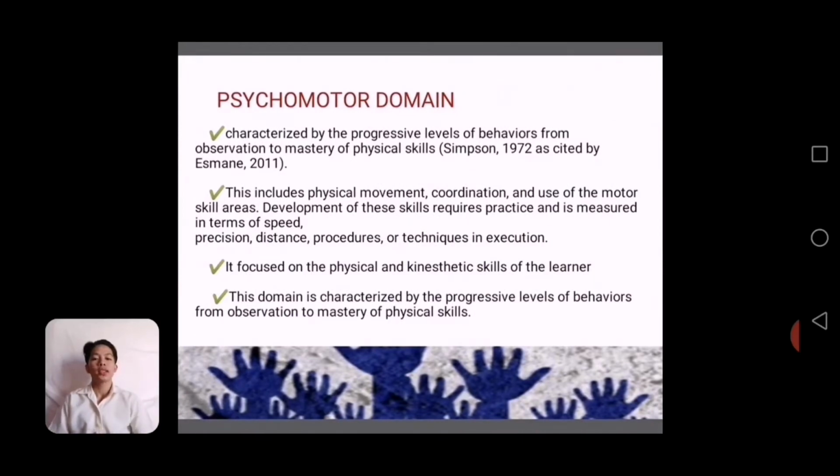First, we need to know what is the meaning of psychomotor domain. According to Simpson 1972, as cited by Esmin 2011, psychomotor domain is characterized by the progressive levels of behaviors from observation to mastery of physical skills. Also, this includes physical movement, coordination, and use of the motor skill areas. Development of this skill requires practice and is measured in terms of speed, precision, distance, procedures, or techniques in execution. It also focuses on the physical and kinesthetic skills of the learner. Then this domain is characterized by the progressive levels of behaviors from observation to mastery of physical skills.